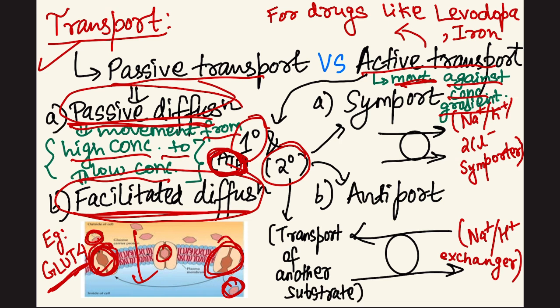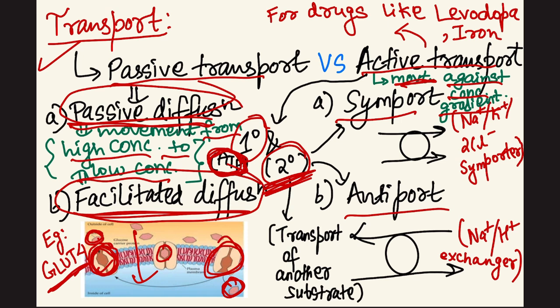Whereas in case of secondary active transport, there is movement of two different molecules. For the movement of the first molecule, we need ATP, and the second molecule moves because of the movement of the first molecule itself. So basically, for the movement of the first molecule, we need ATP, and for the movement of the second molecule, we don't need the ATP. So under this secondary active transport, we have two different modes, that is two different types of secondary active transport. First is symport and the another one is antiport.